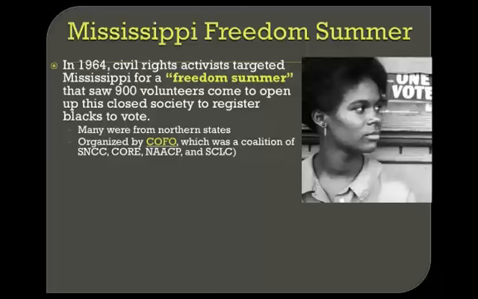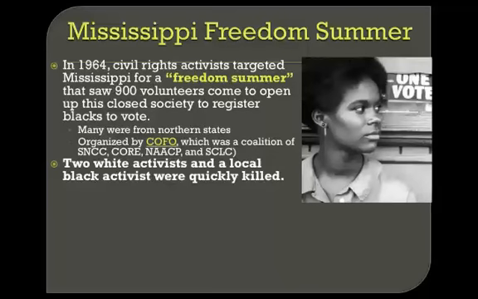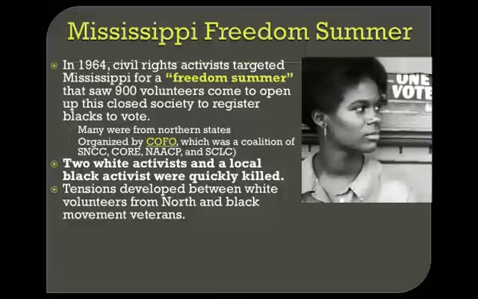Some were not registered out of fear because, for example, 2 white activists and a local black activist were killed. They were pulled over by a sheriff, and the sheriff turned them over to some KKK-type organization. The activists were murdered. Their car was set on fire as well. And so there was definitely fear. Other reasons for not registering were probably a lot of restrictions that were placed as well. Tensions also developed between white and black volunteers. Some of the black activists thought that it should be a black-led organization or movement, and they also disagreed about the direction that they should take. Should they focus on nonviolent direct action or mainly on voter registration? That tension was always there.